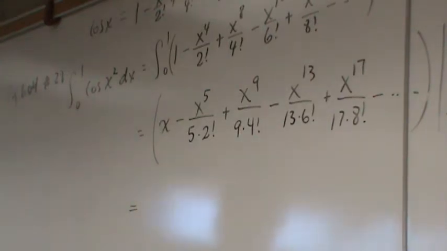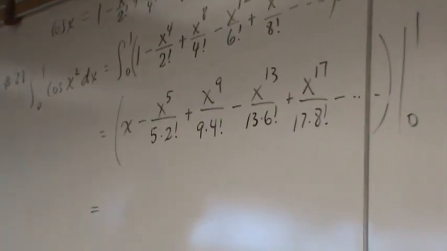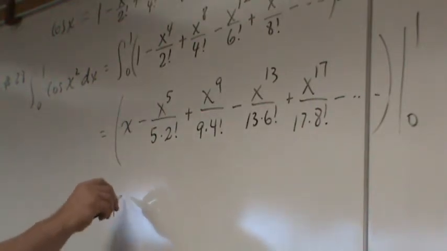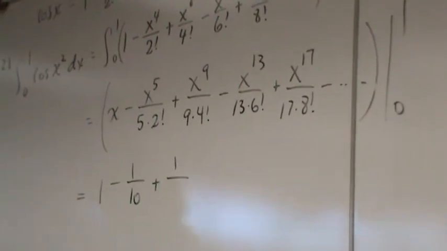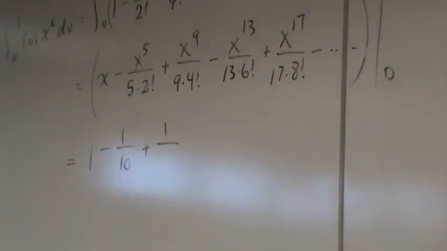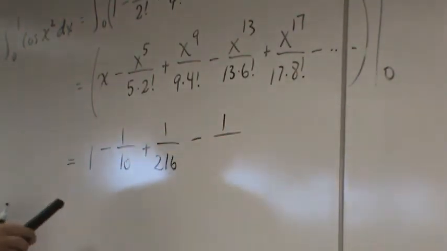Let's go for it. By the way, when I plug in a 0, what am I going to get? 0. So that's why doing the Maclaurin is so convenient. The lower bound is 0, we do Maclaurin, and then we plug in a 0, I get 0. So all I got to do is plug in 1. So I got 1 minus 1 over 10 plus 1 over, let me see, 4 times 3 times 2. That's 24. So I got 9 times 24, which is 216, minus 1 over 13 times 6.